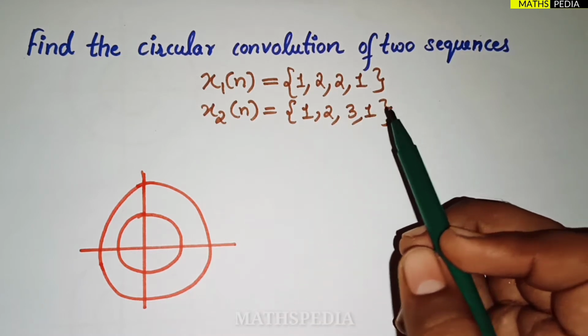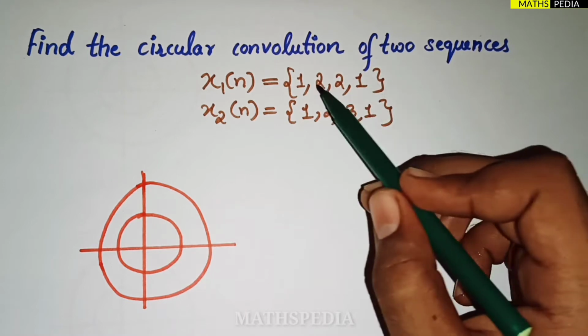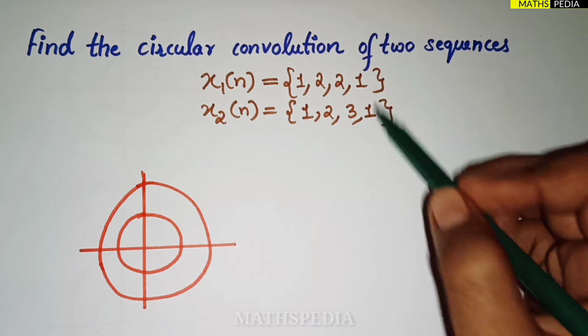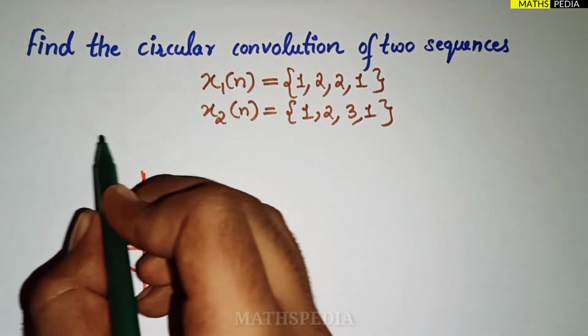One more thing you should remember: for circular convolution, the sequences' lengths should be the same. Here it is 4, and here also it is 4. So both the lengths of the two sequences should be the same. So what should be the formula for that?